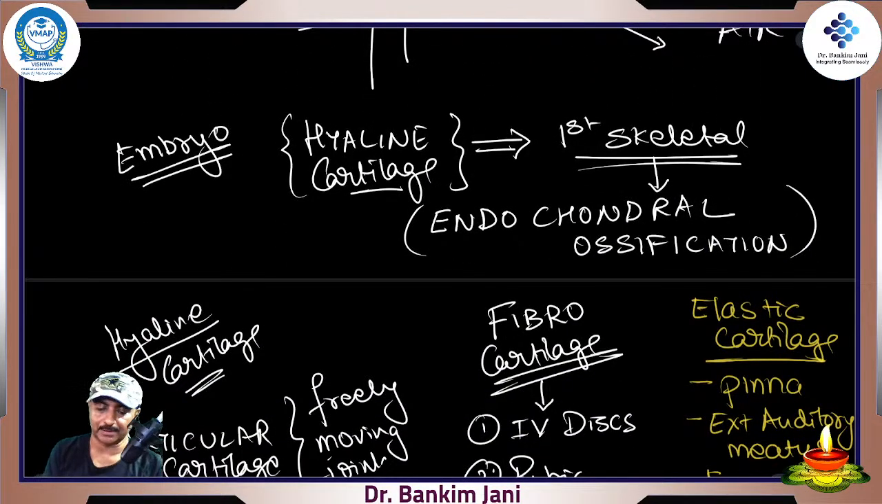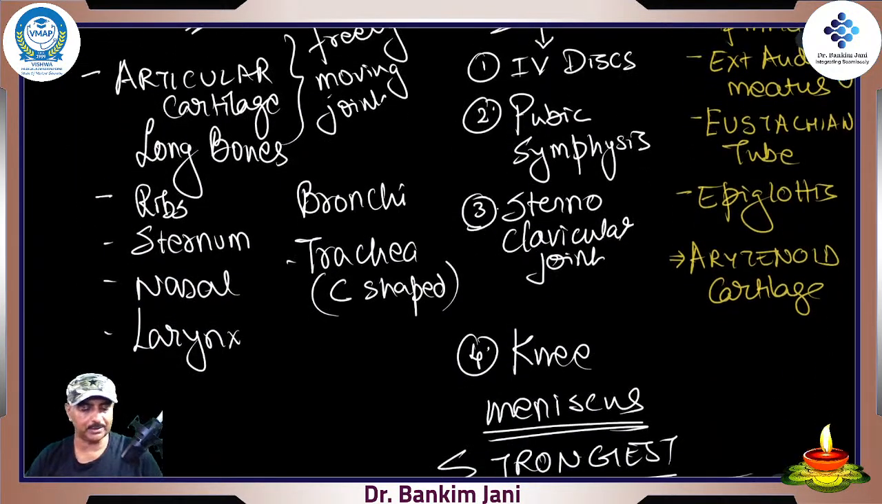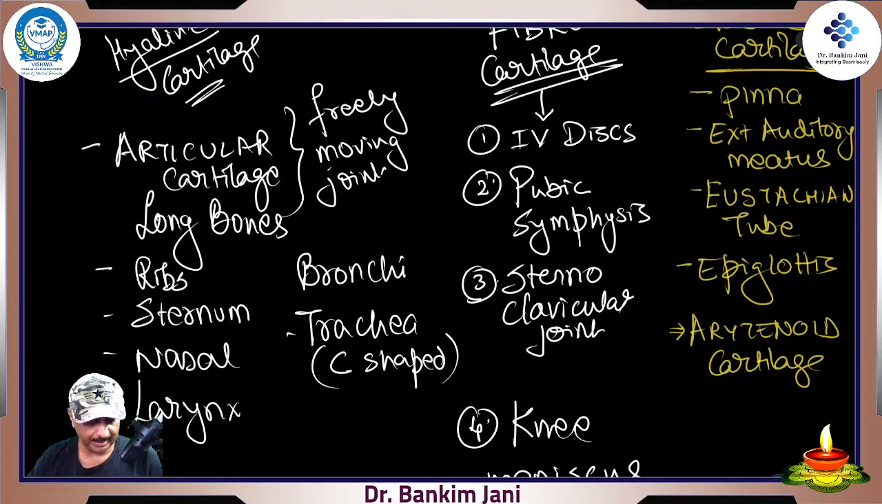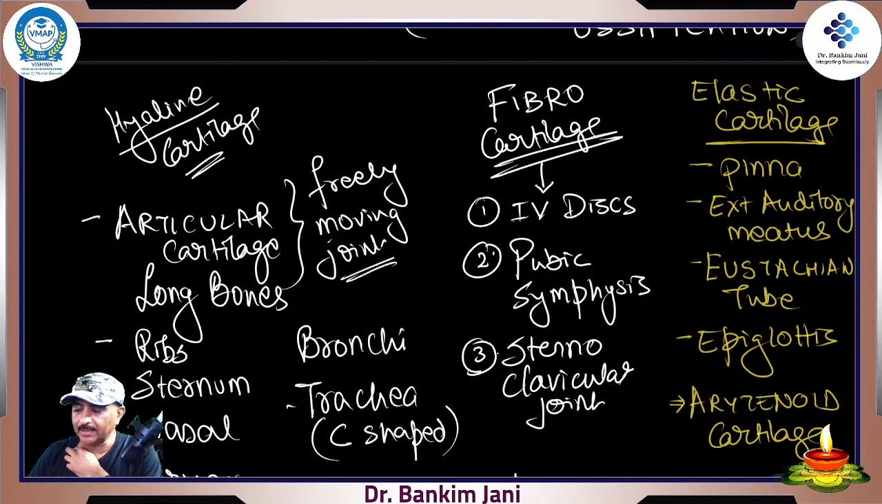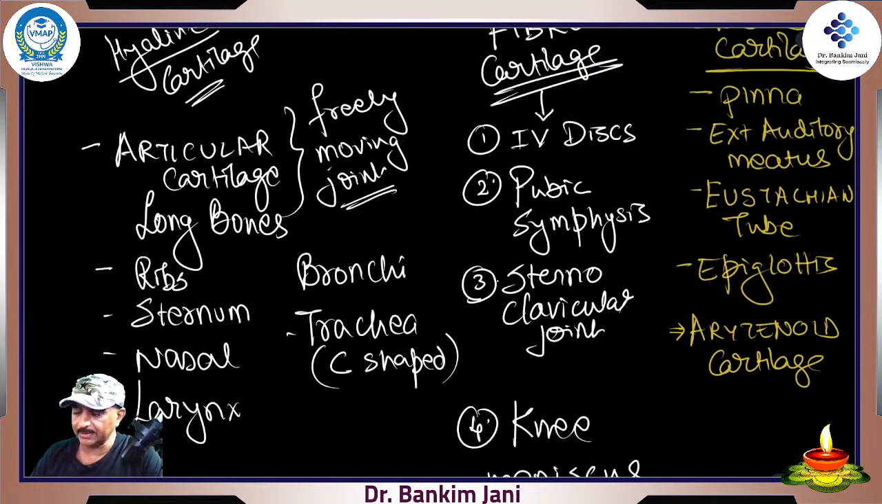In the embryo, interesting thing, just an extra piece of information: hyaline cartilage is the first skeleton which is laid, and it is called endochondral ossification. Hyaline cartilage is found in articular cartilage, long bones, ribs, sternum, nasal cartilage and the larynx, basically freely moving joints, right? Bronchi, trachea, even there you can feel it, right? Elastic cartilage is in the pinna, the external ear, right? External auditory meatus, that is the hole inside, and the cartilage around it. Eustachian tube, middle ear, right? Epiglottis and the arytenoid cartilage, one of the cartilages of the larynx.